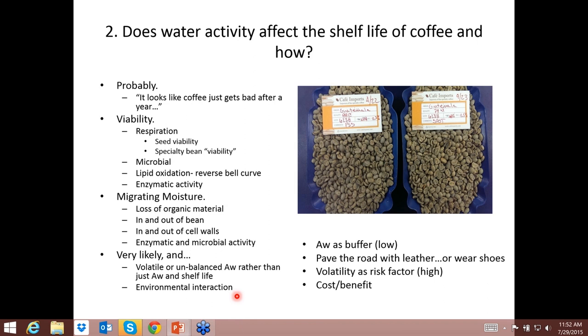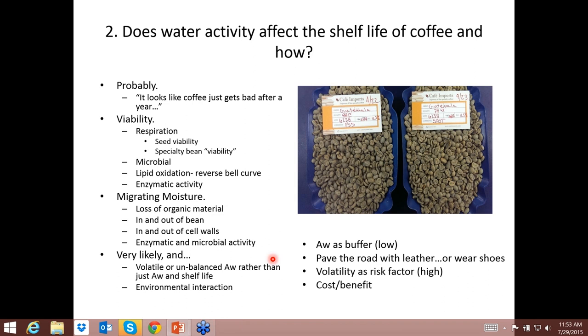And we have this question: volatile or unbalanced water activity, rather than just water activity and shelf life. That is, if you're in a humid environment, you're not in GrainPro, or you're opening and closing your GrainPro, or if you're in a hot environment, you're going to have a different equilibrium than if you're in a cool, dry environment. Or here for us in Minnesota, our warehouse is enormous and actually really buffered. If it were not, winter and summer would present very different equilibrium points for green coffee for us. So this is our environmental interaction.